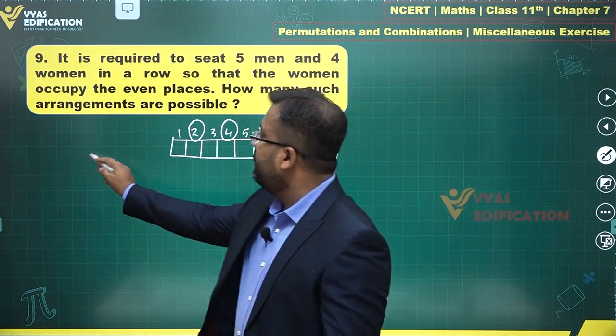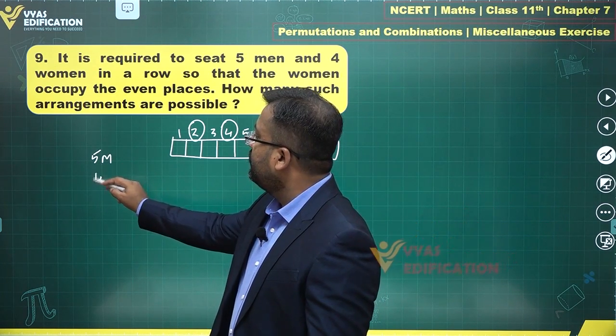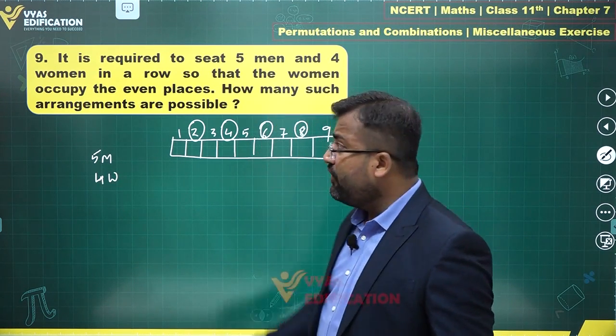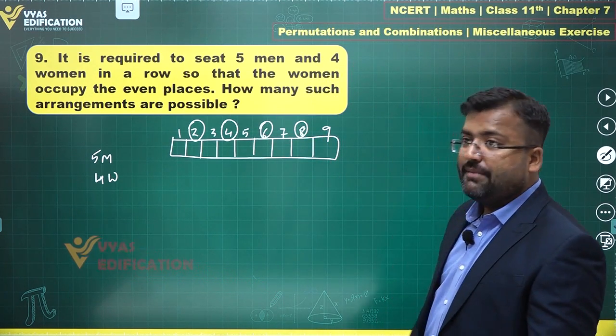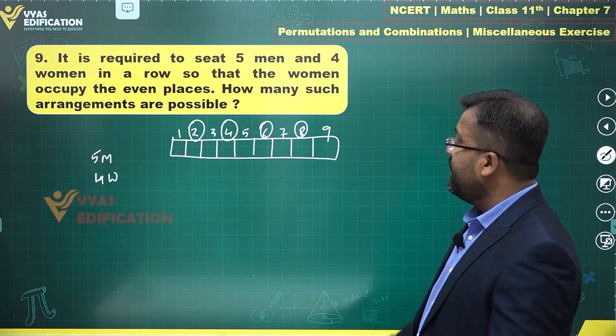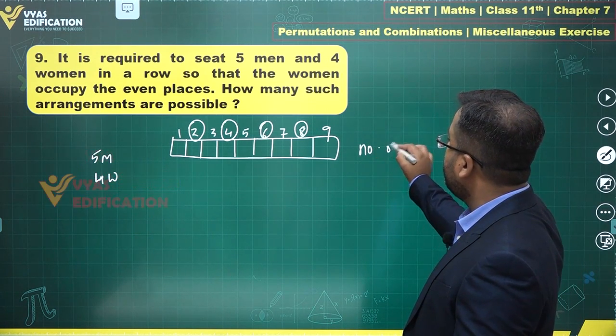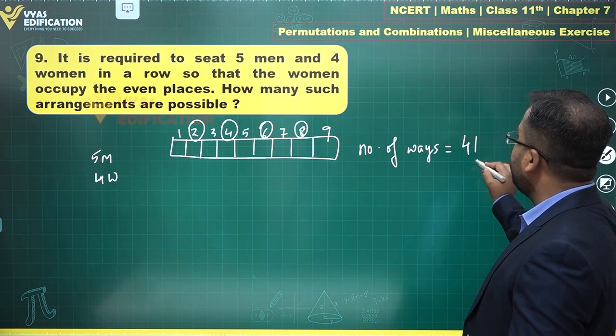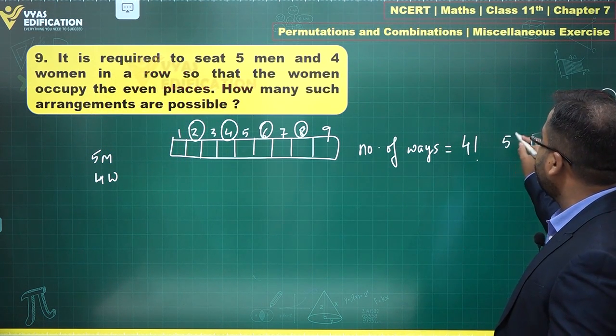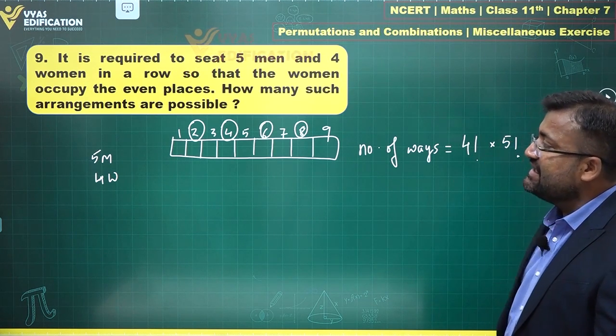How many women are there? There are 5 men and 4 women. So 4 women can be arranged on exactly 4 locations in this way. And the remaining 5 places will be there for 5 men. So the number of ways will be simply equal to arranging 4 women at 4 places and arranging 5 men at 5 places. This and this is required.